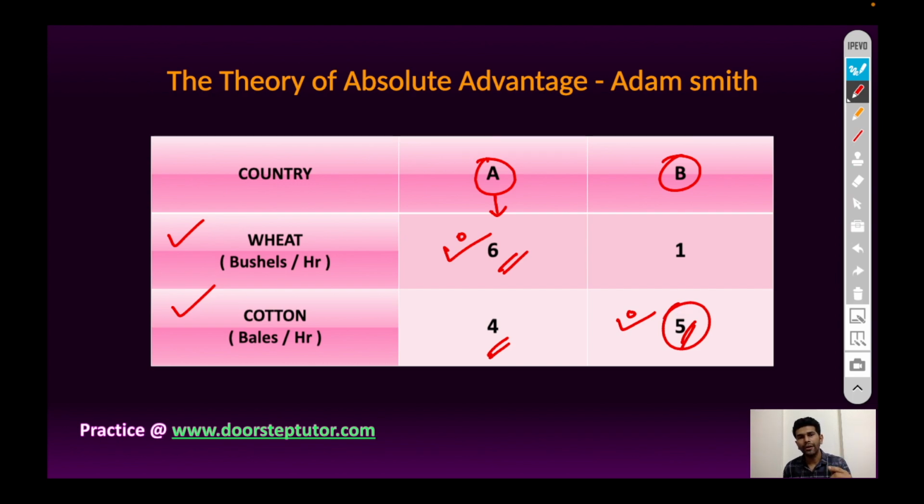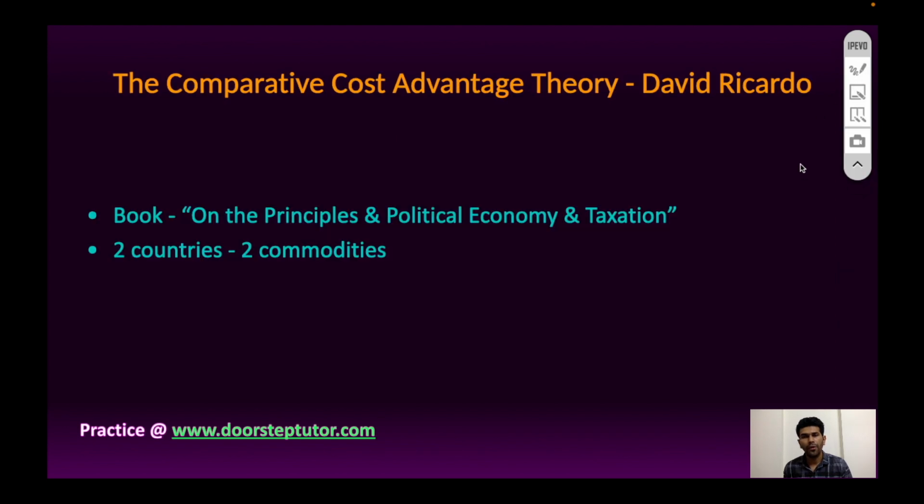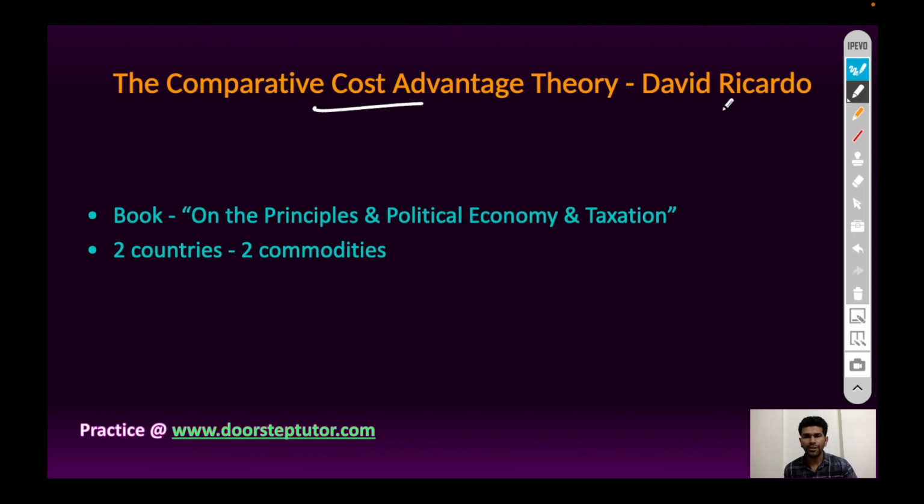Here, one country has an absolute advantage in producing only one commodity. But what if one country has an absolute advantage in producing both commodities? The solution is given by David Ricardo in his theory, the comparative cost advantage theory. It was given by David Ricardo in the year 1817 in his book On the Principles of Political Economy and Taxation. It explains that even if one country is specialized in producing both commodities, international trade is possible.